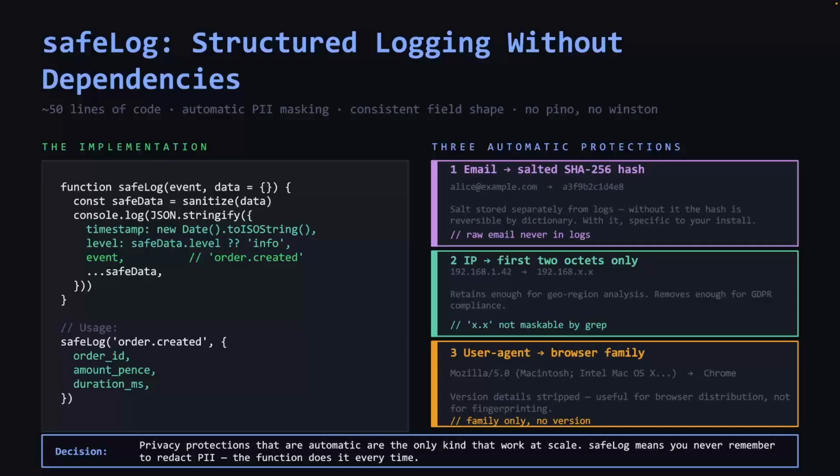I don't need Pino or Winston yet. When I need log levels, transports, or sampling, I can swap the implementation behind the same function signature without changing any of the call sites.